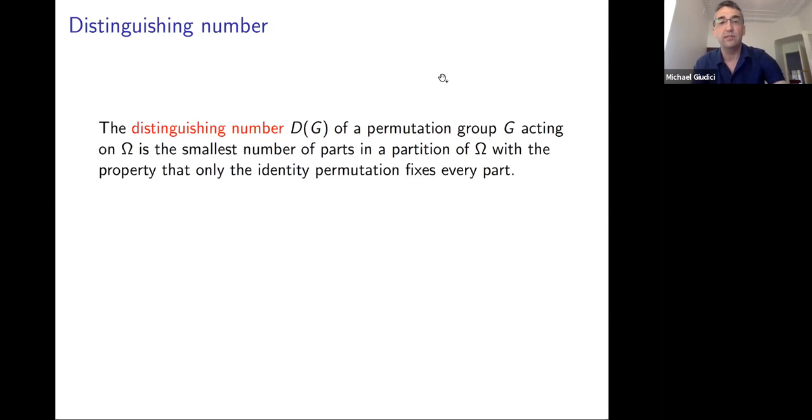Some people, instead of thinking about a partition of omega, essentially think of coloring the points of omega, right? And so all the points in the same part get the same color, points in different parts get different colors. And so you want the only permutation which fixes all the color classes to be the identity permutation.